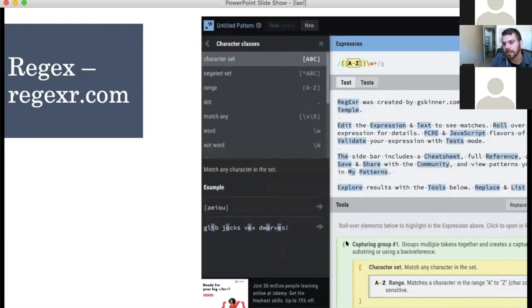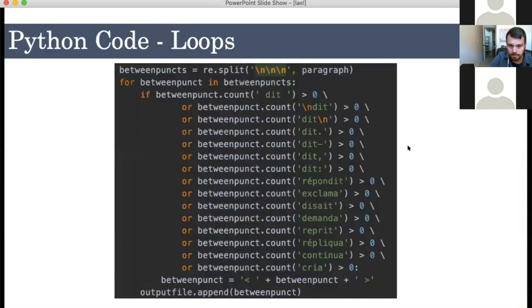Like I mentioned, regular expressions can be a little frightening. I came across this website, which is fantastic, called regexr.com, and it gives you explanations and helps you build your regular expressions if you're unfamiliar with that. Of course, you don't even need to use programming. You can do this with AntConc or a lot of the other concordance programs out there.